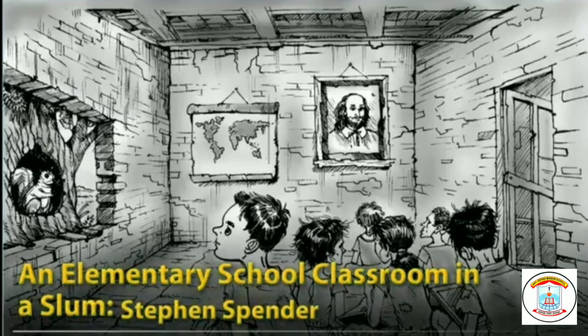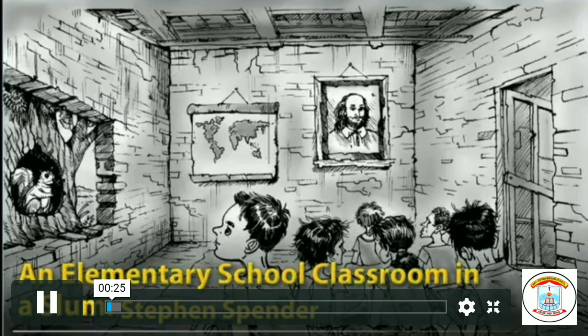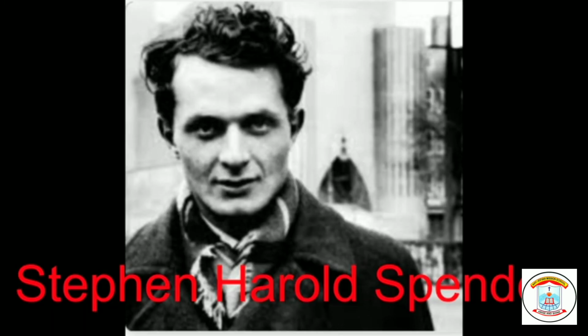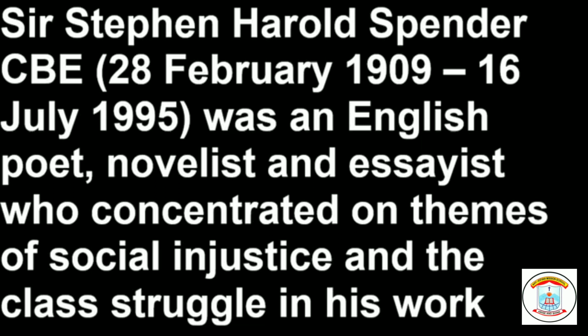Dear students, today let us study the second poem of Class 12 English. The name of the poem is An Elementary School Classroom in a Slum by Stephen Harold Spender. Stephen Harold Spender was an English poet, novelist and essayist. He declared himself to be a socialist and pacifist.